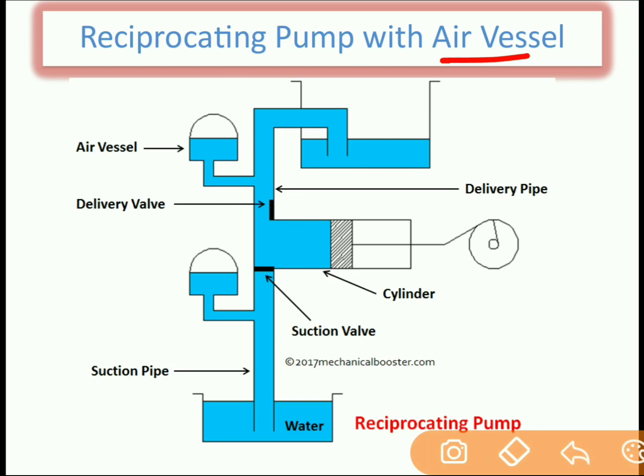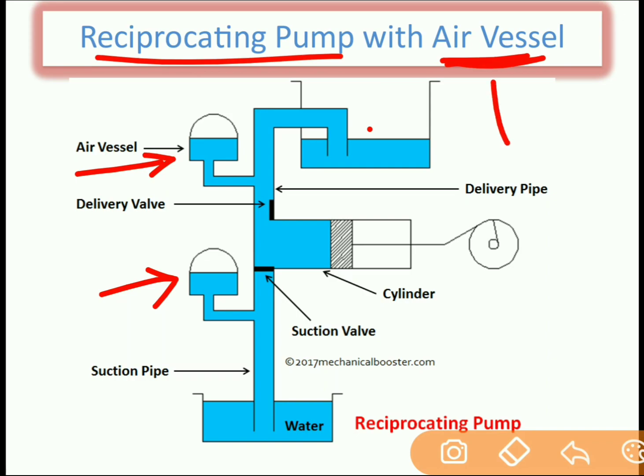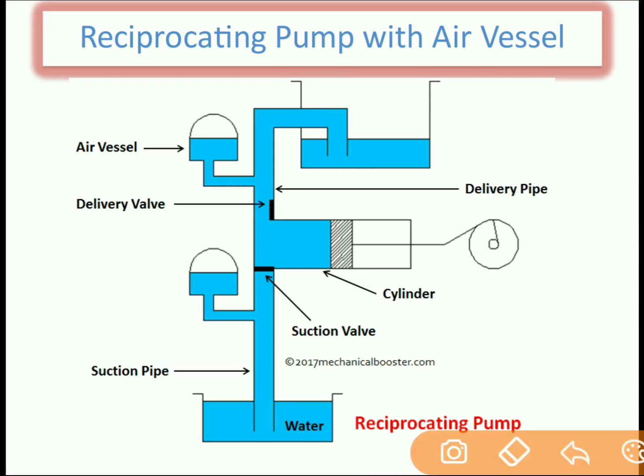As you see in this figure, it is a single acting reciprocating pump with the air vessels installed on the suction as well as on the delivery side. The main advantage of air vessel is to make the flow continuous in the delivery pipe. So the main function of the air vessel is to have a continuous flow at the end of the delivery pipe. For example, let us understand the working of this single acting reciprocating pump with air vessel.